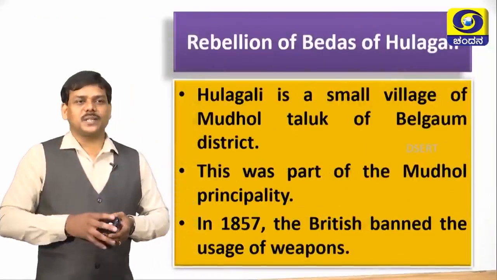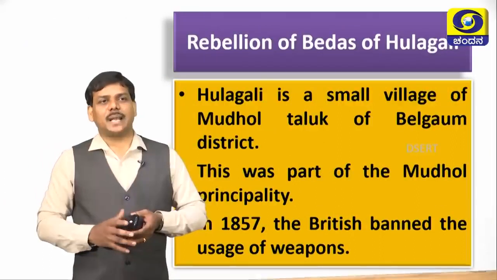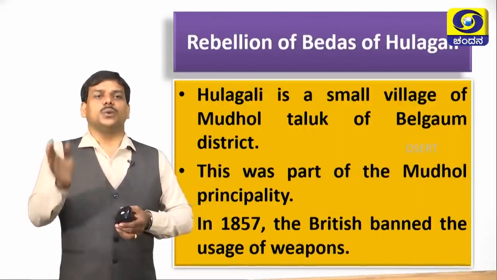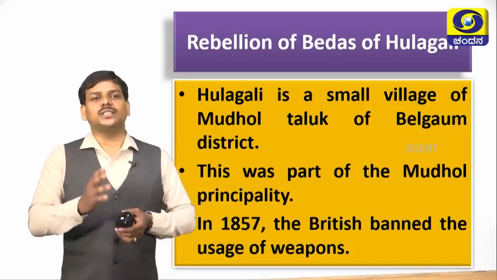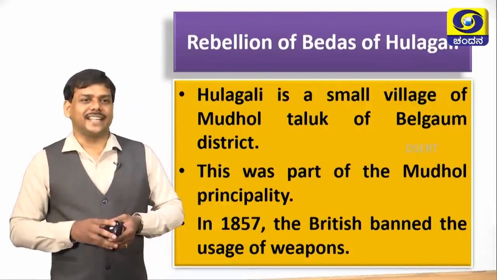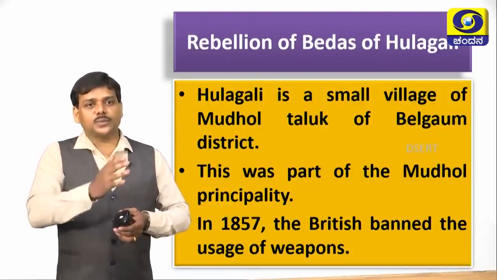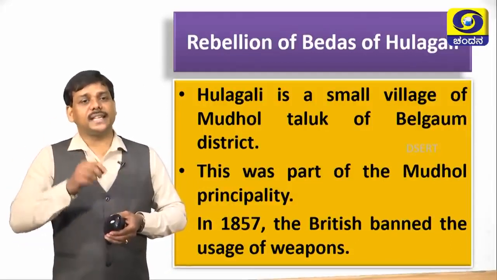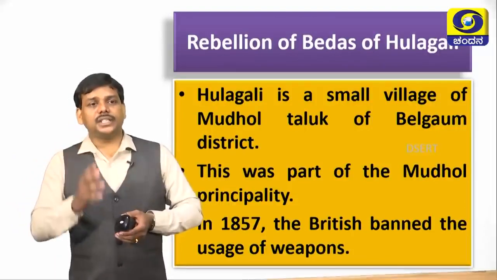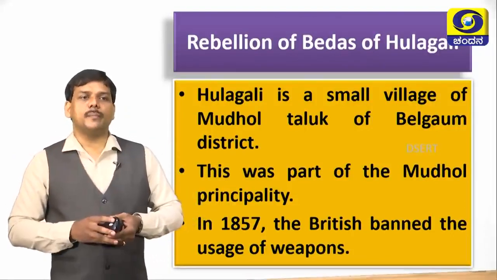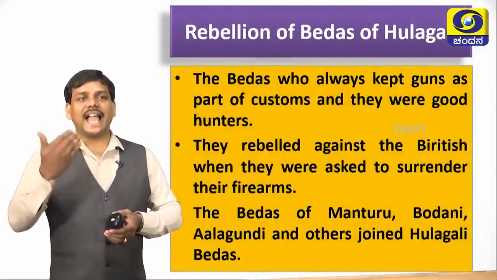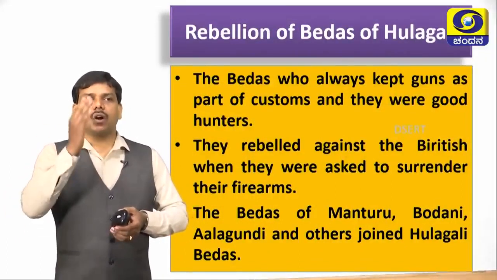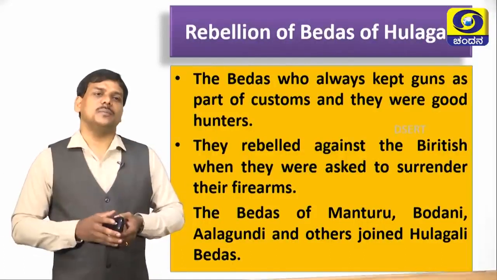Another important concept of this lesson is the rebellion of Bedas of Hulagali. Where is Hulagali? Hulagali is a small village of Mudol Taluk of Belgaum district. This was part of Mudol Principality. In the year 1857, the British banned the usage of weapons. They introduced an act called the Arms Act. As per the act, all the arms were to be surrendered to the British.